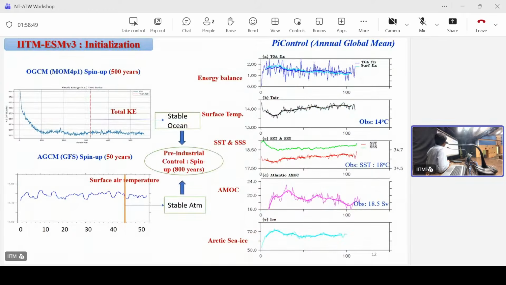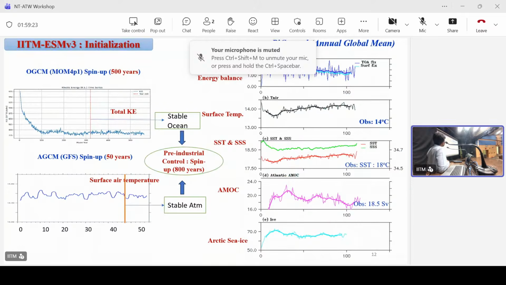So coming back to what we do in our model, and these are the results. For any climate model, we have to have a stable ocean setup before coupling. So we have run a standalone version of MOM4p1 for 500 years, and we see the total kinetic energy is stable. And we do the same for the atmosphere for 50 years, since the atmosphere adjusts faster. So we take the stable ocean setup and the stable atmosphere setup, and then we run a pre-industrial control, which is a spin-up of 800 years.